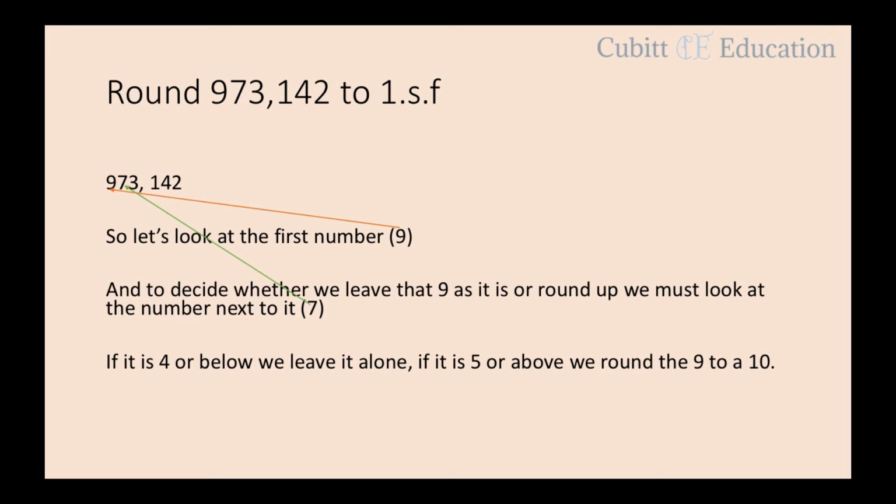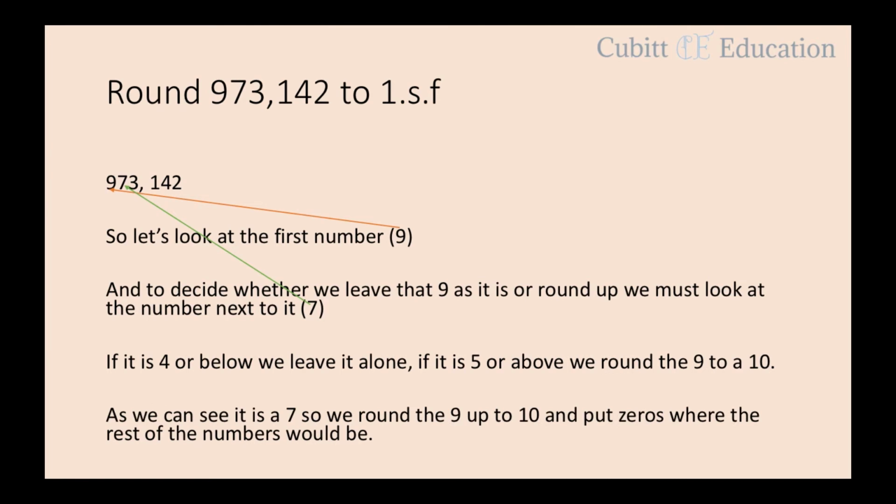Here's your rule again, just to remind you. If it's 4 or below, we leave it alone. If it's 5 or above, we need to round the 9 to a 10. So it's a 7, so we know we need to round up. So that 9 becomes a 10. And we just need to put zeros where the rest of the numbers would be.